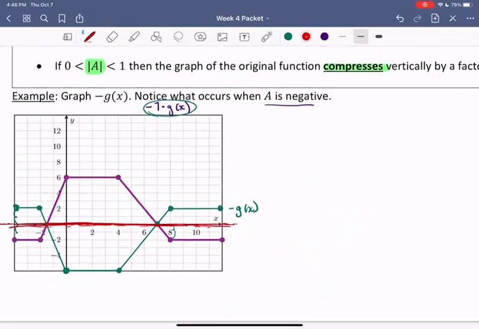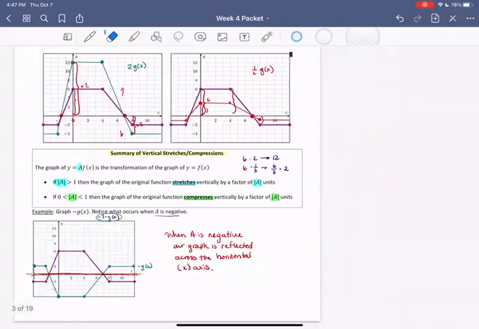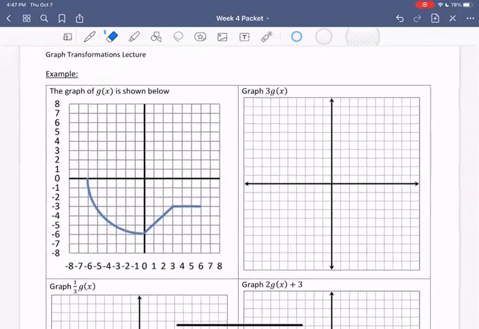So let's write that out. I'll say when a is negative, our graph is reflected across the horizontal, in other words, x axis. In particular, all of the y values become negated. So if they were positive, they go to negative, and if they were negative, they go to positive. So let's look at the next page at some examples to get more familiar with this type of transformation.